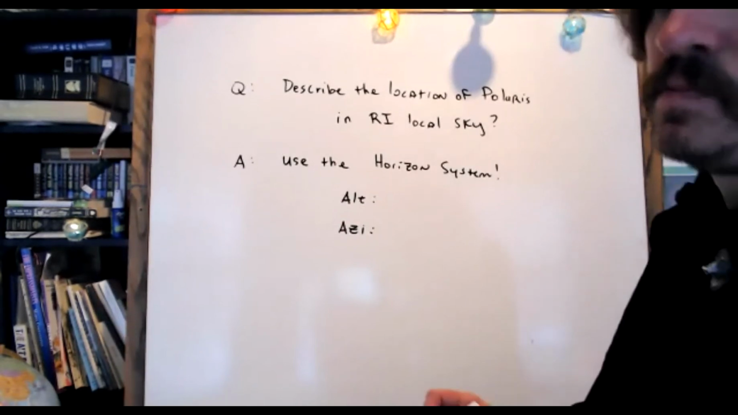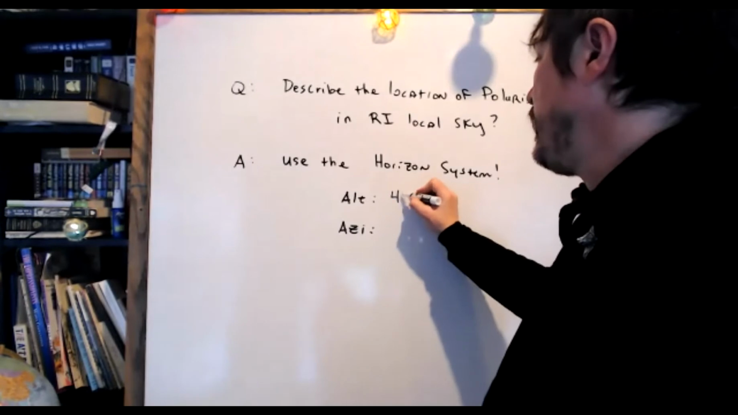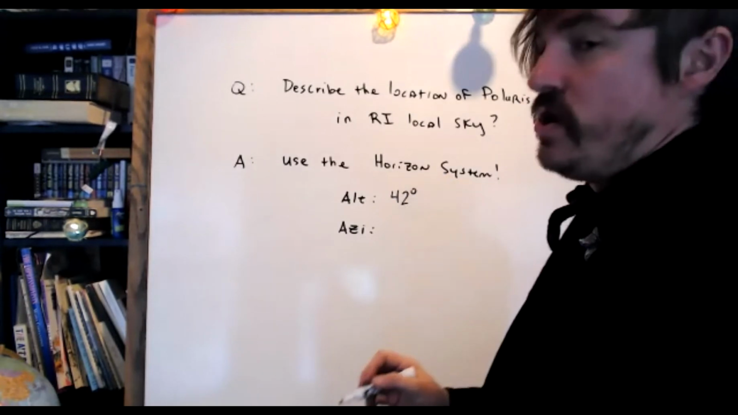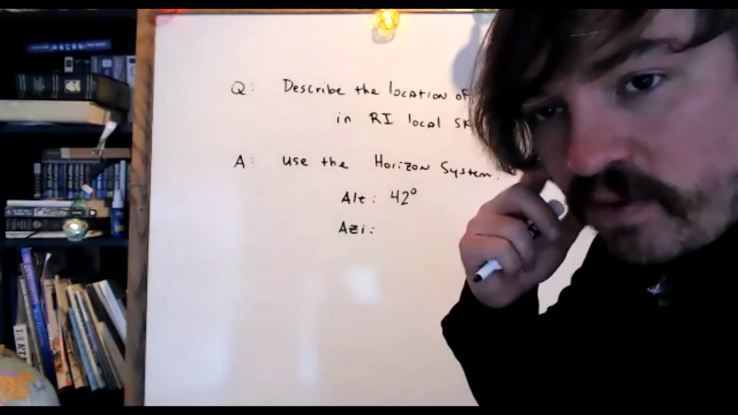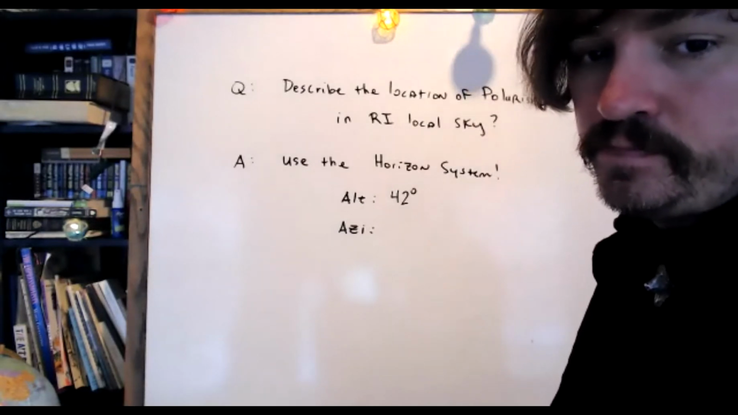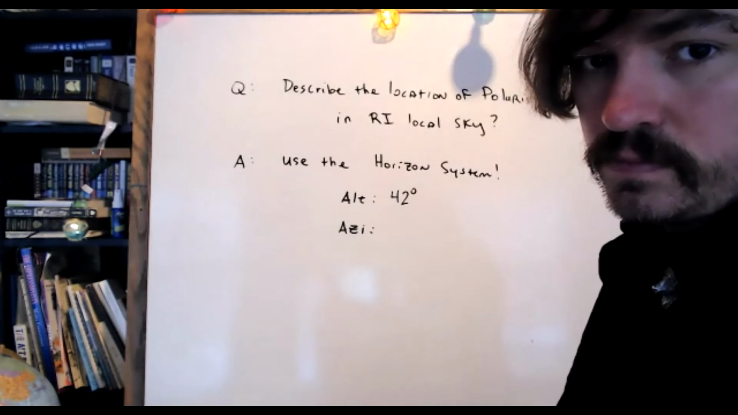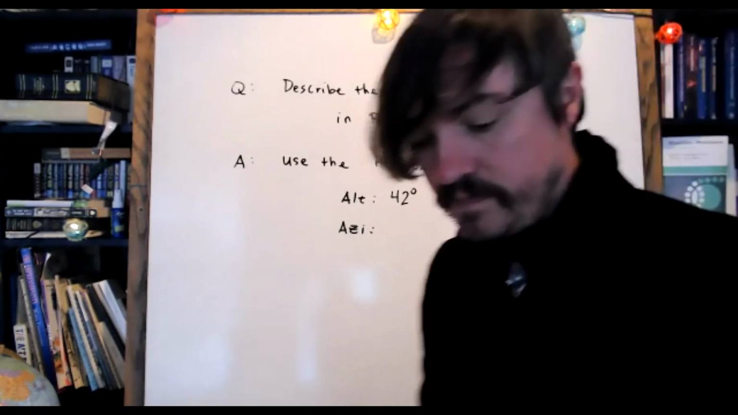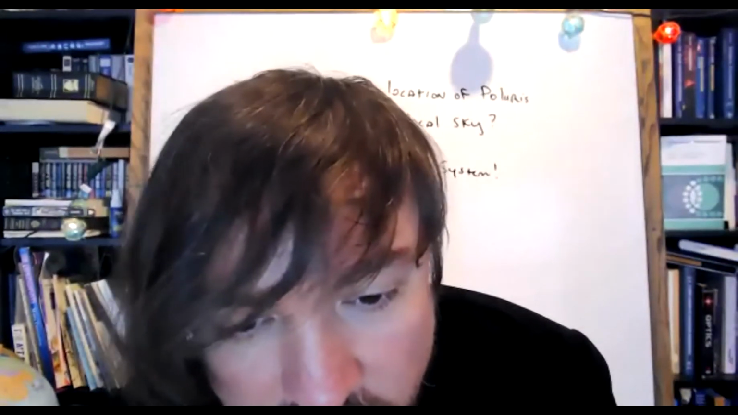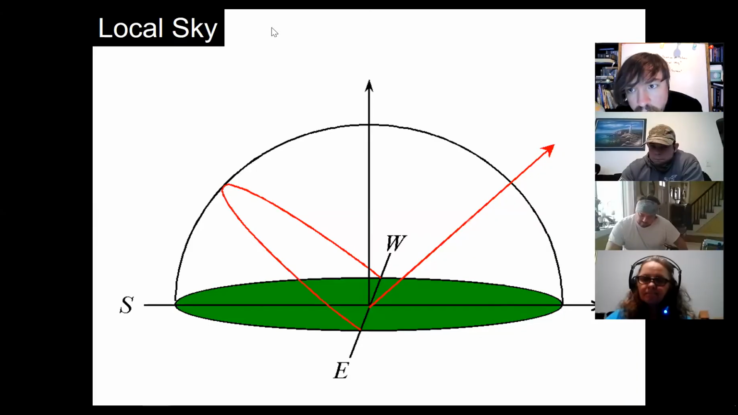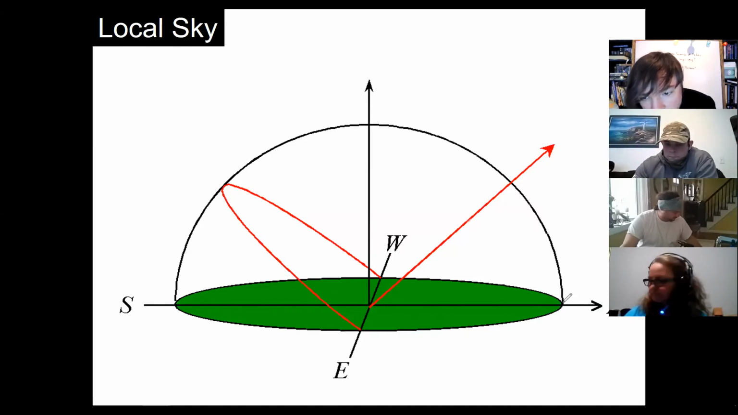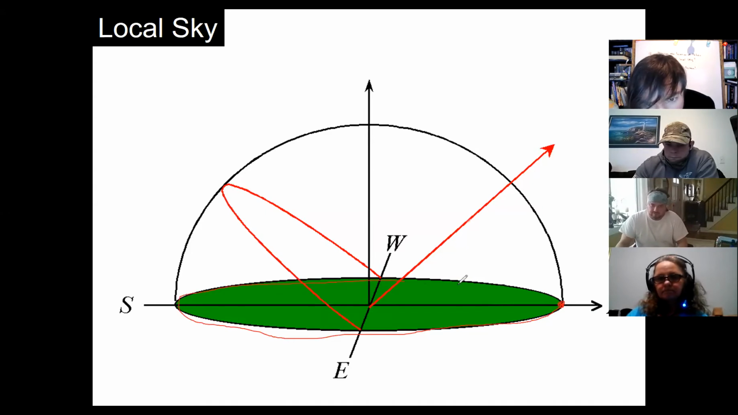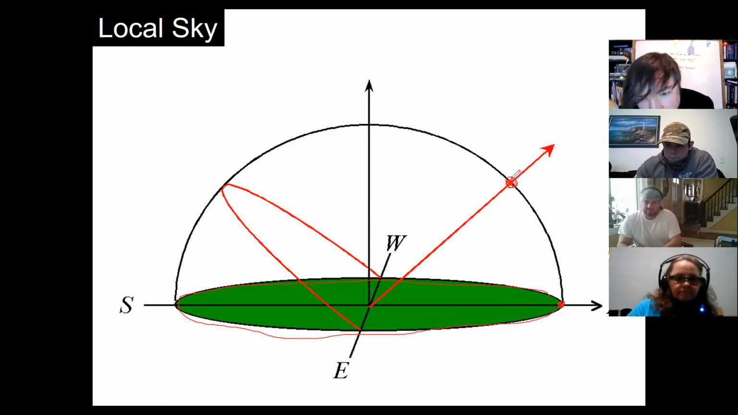Altitude was the 42 degrees. And the azimuth? 48. No. Azimuth is measured clockwise from north. 90. Nope. Let's look at the diagram of the local sky together, Jenna. Azimuth is measured along the horizon. You start at north, and then you go all the way around. The azimuth is the nearest horizon point to this dot here. What's the nearest horizon to that North Star dot?